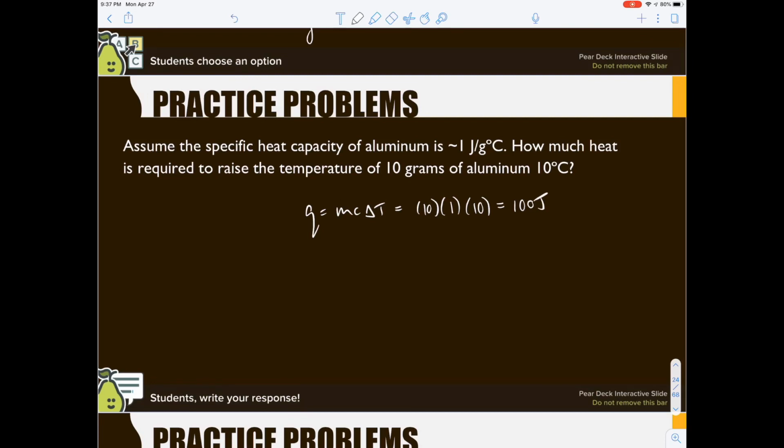But it's also nice to be able to conceptualize it. Every gram, if you're going to heat it 1 degree Celsius, requires 1 joule. So if you have 10 grams and you try to raise it 1 degree Celsius, it'll require 10 joules. And if you want to raise those 10 grams 1 degree Celsius 10 times, then you have 10 times 10, 100 joules total.